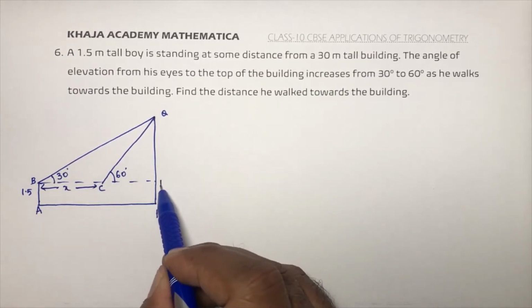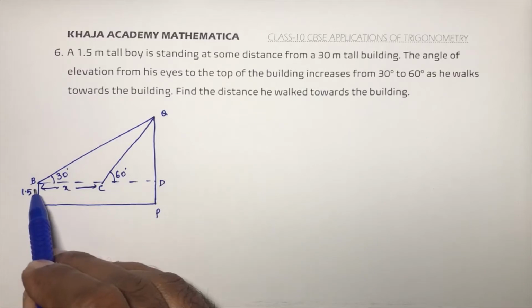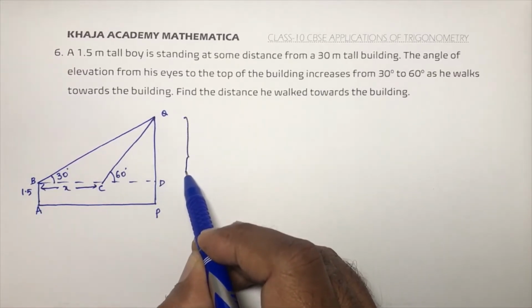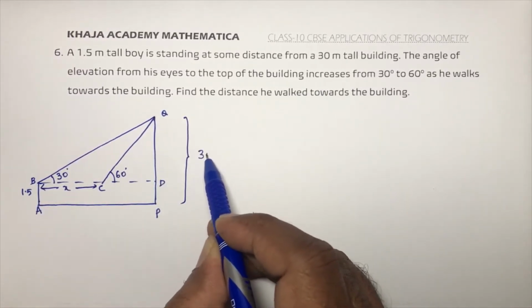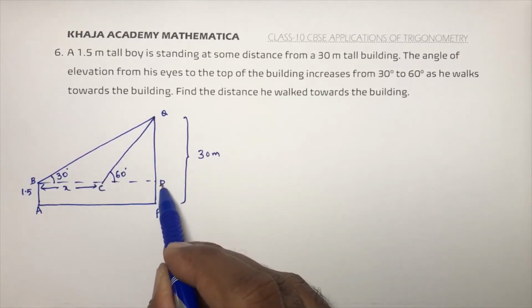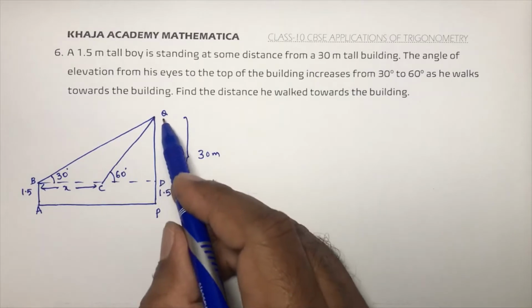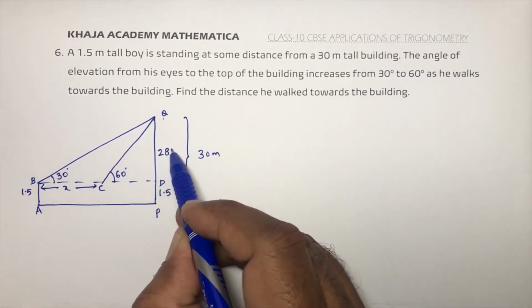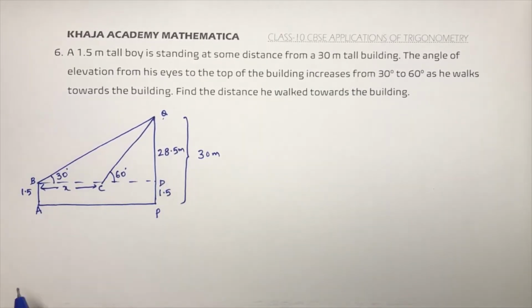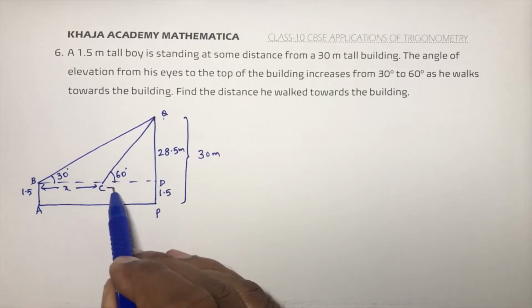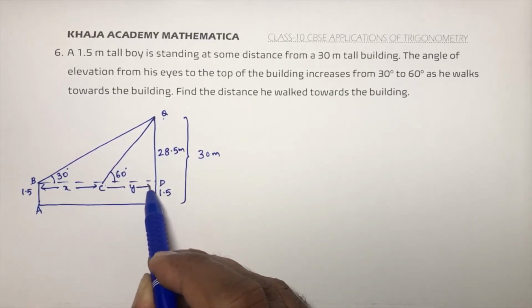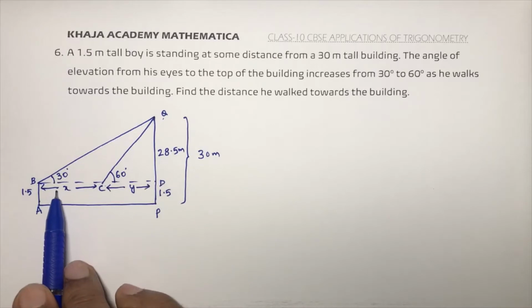Okay, so this is D. See, the total height of the building is 30, but DP or PD is 1.5 meters. Total is 30, so QD will be 28.5 meters. This CD value I don't have, so I'll consider it as Y. I need to find X.